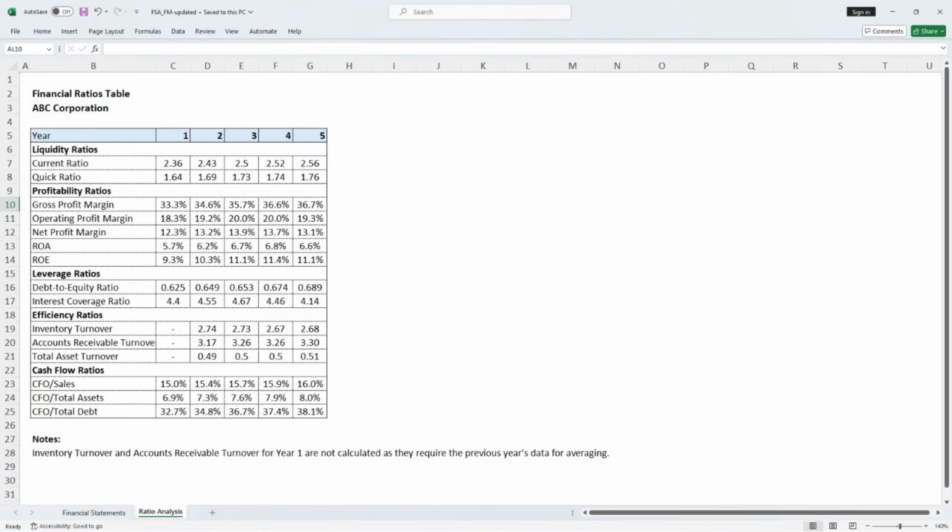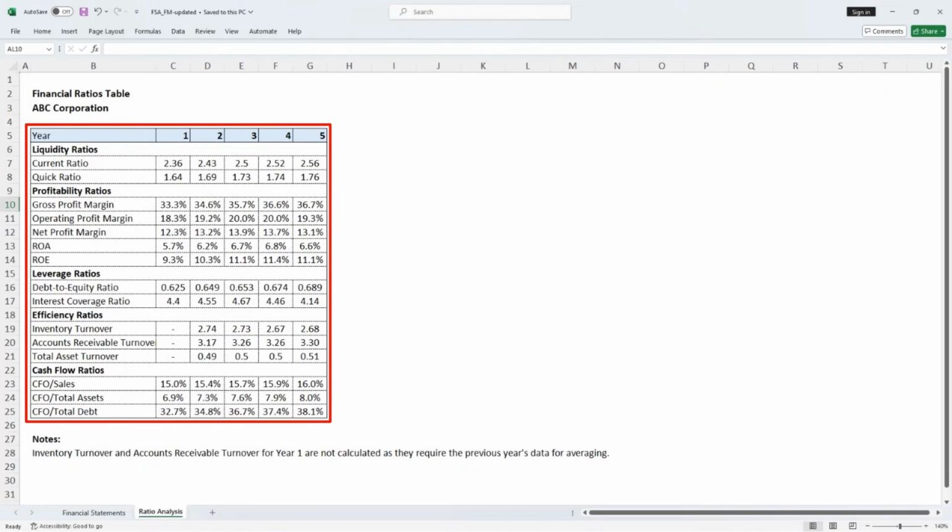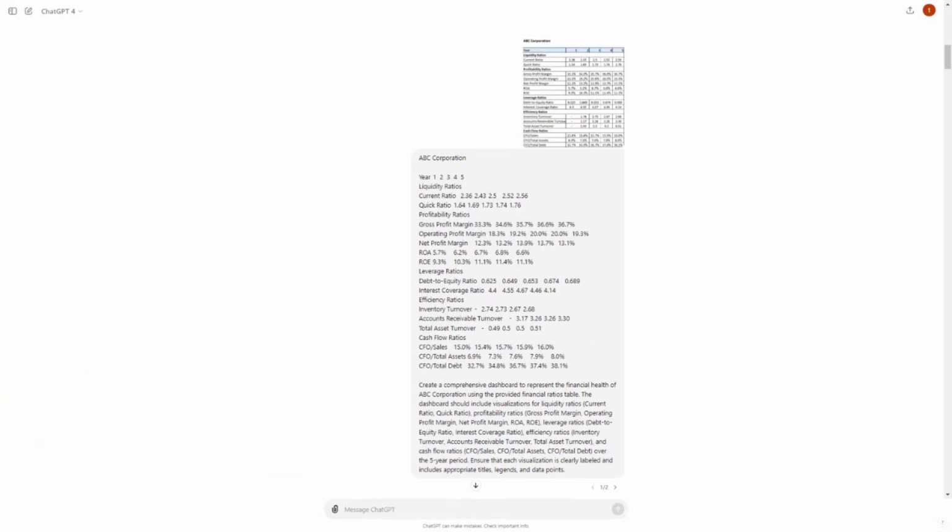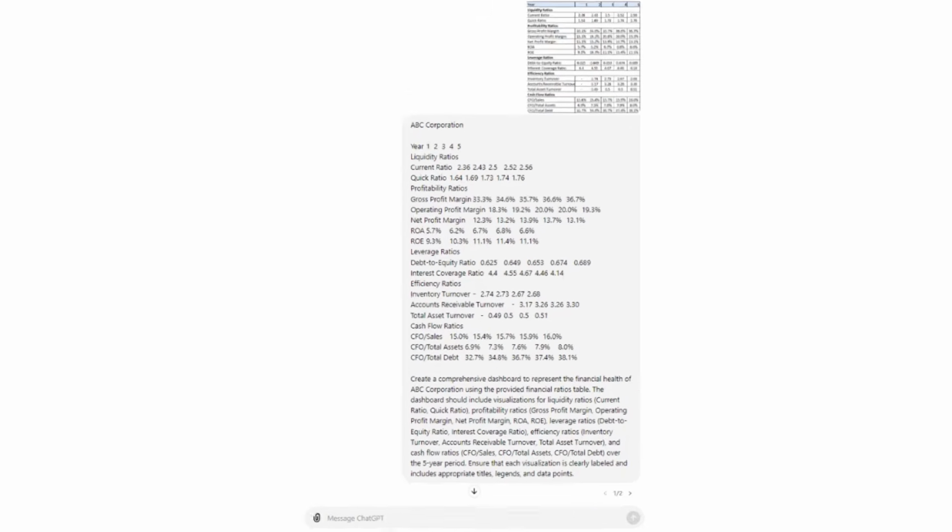We will be working on the same dataset that we focused on in the previous module. Here is the financial ratios table that we created with ChatGPT in an earlier module. Let's demonstrate how we can automate and speed up the creation of charts and dashboards using ChatGPT. We will attach the financial ratios table to the ChatGPT 4 browser alongside the following prompt.